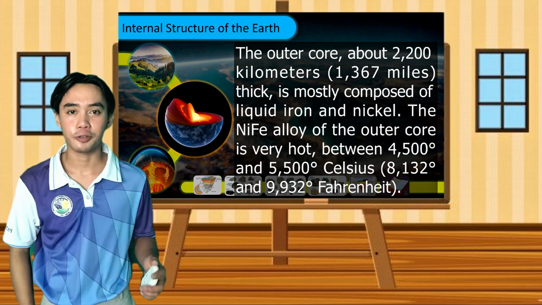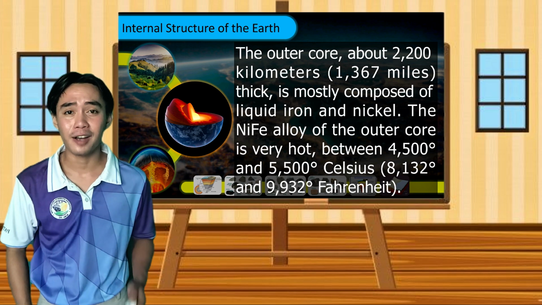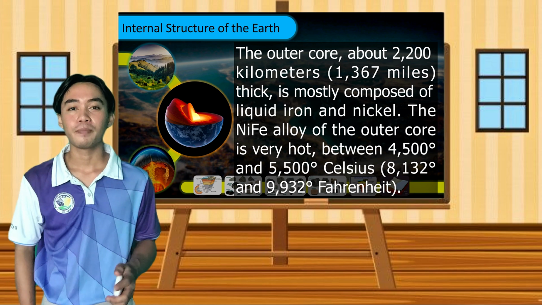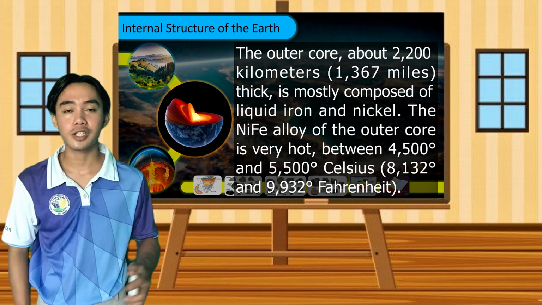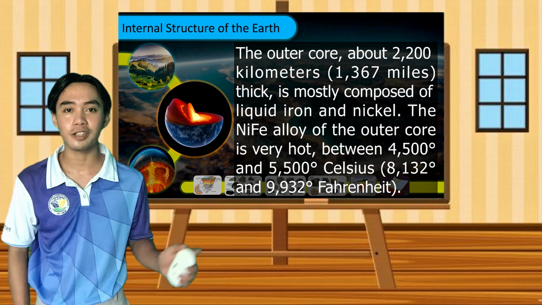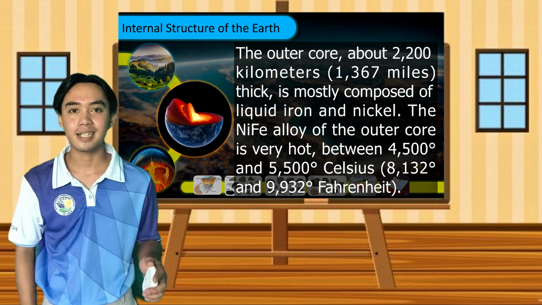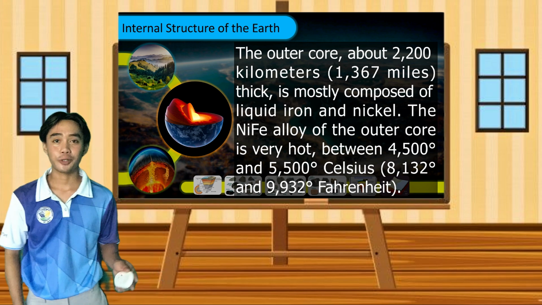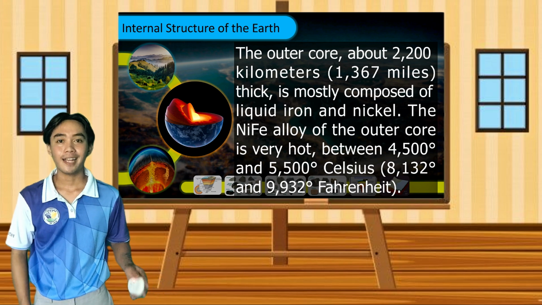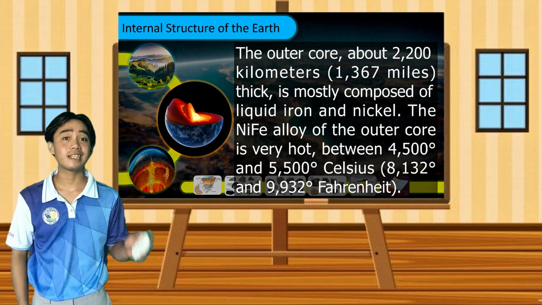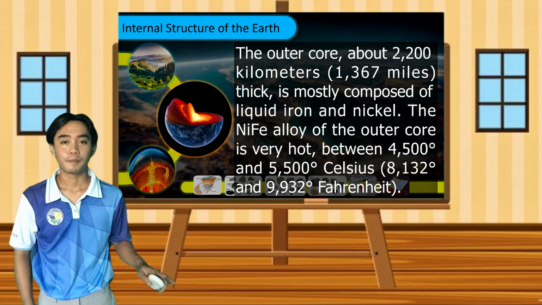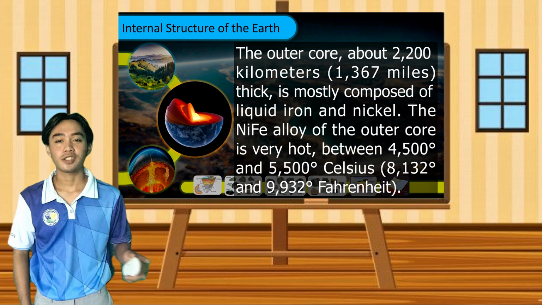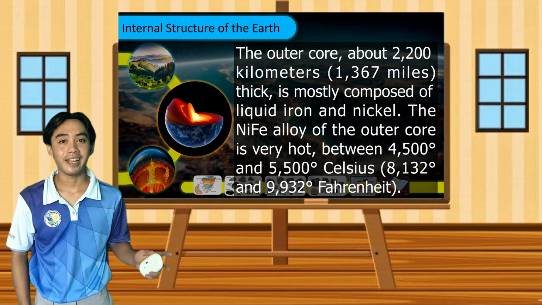We will discuss first the outer core. The outer core's thickness is about 2,200 kilometers or 1,367 miles. Its temperature ranges between 4,500 degrees Celsius and 5,500 degrees Celsius, and it is composed of liquid nickel and iron. Since the outer core is a liquid metal itself, it has low viscosity, meaning it is easily deformed and malleable.